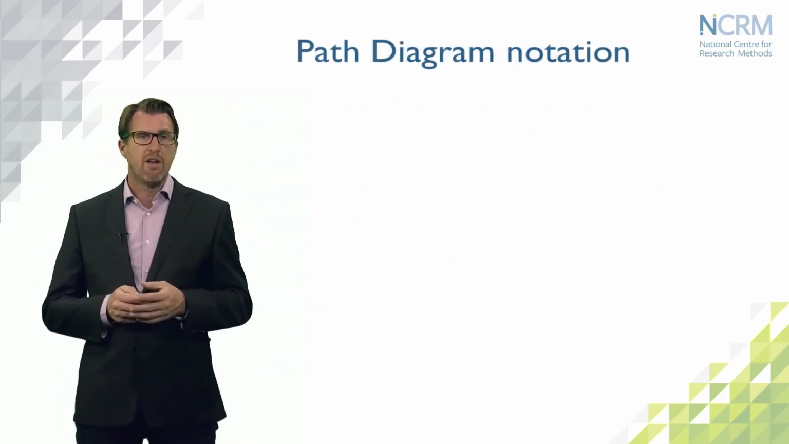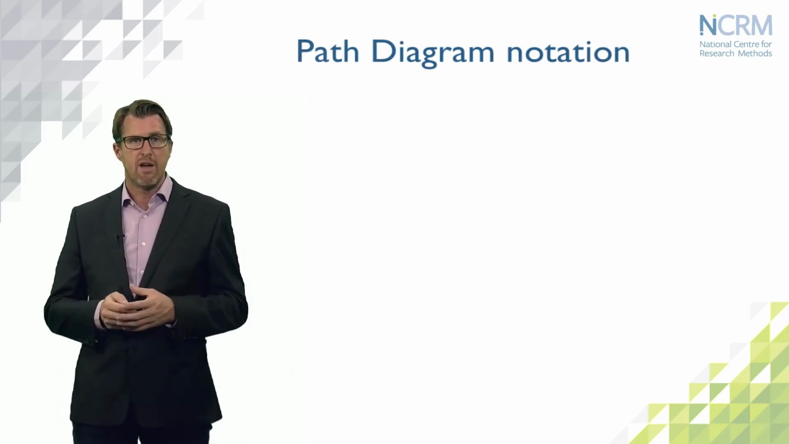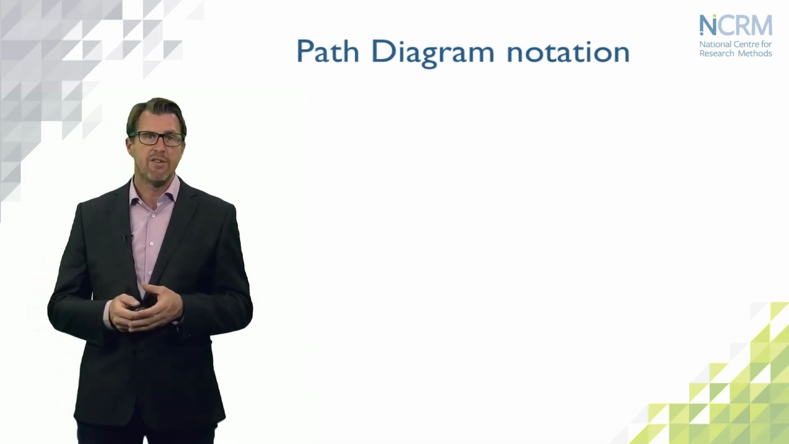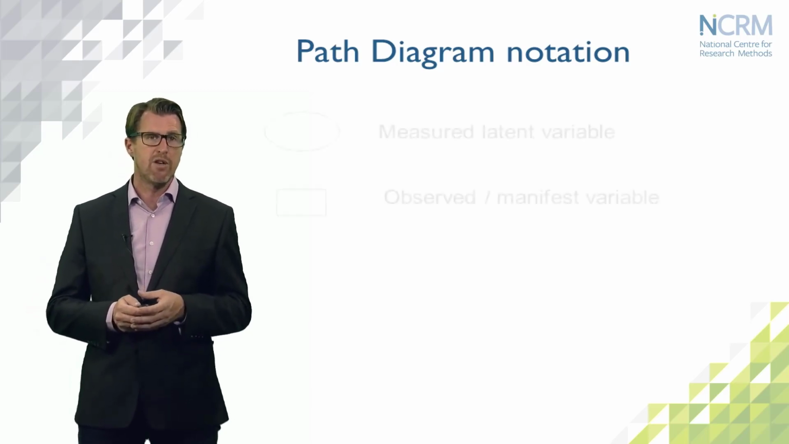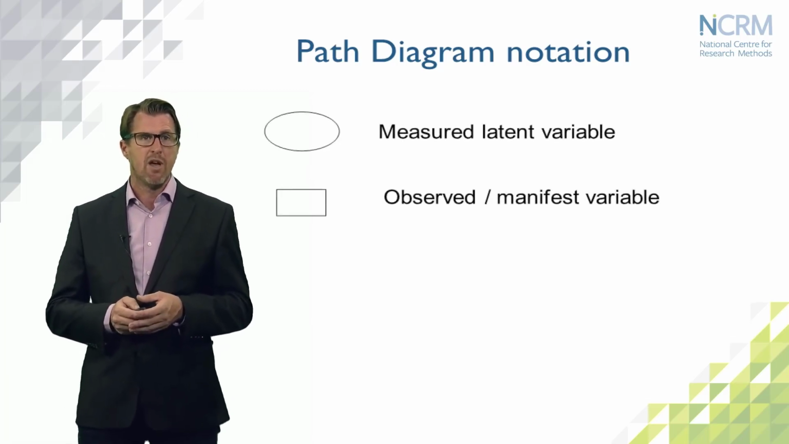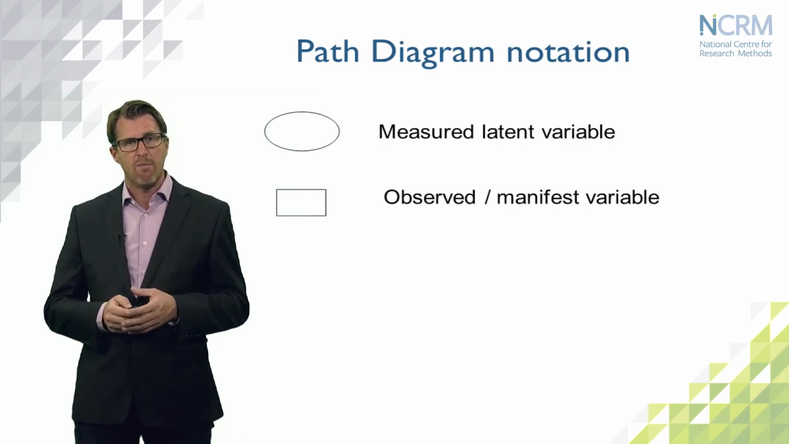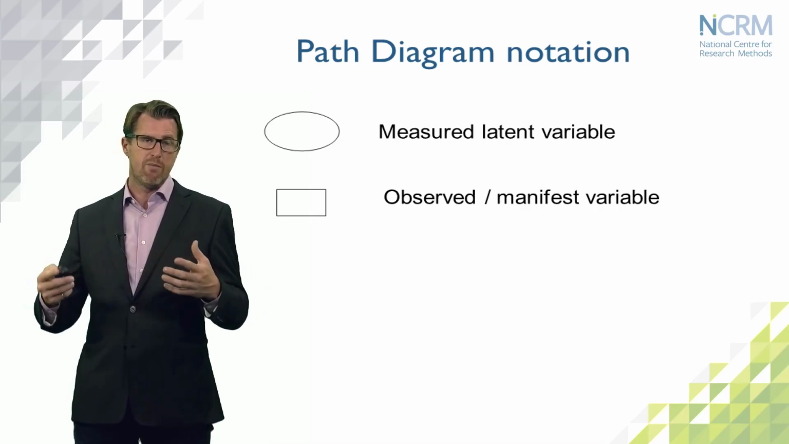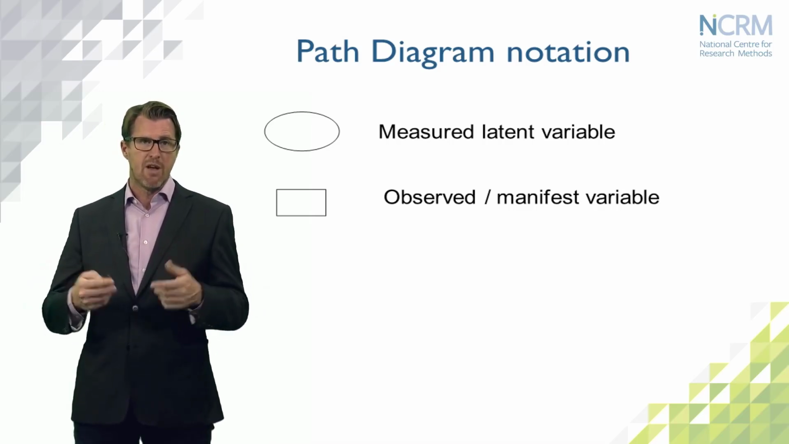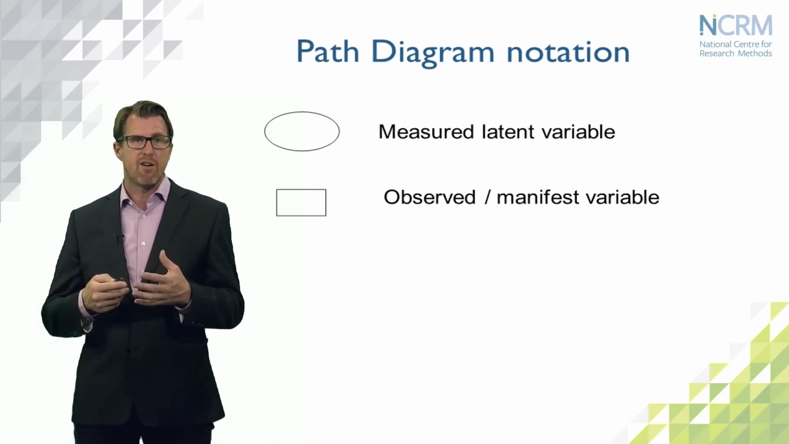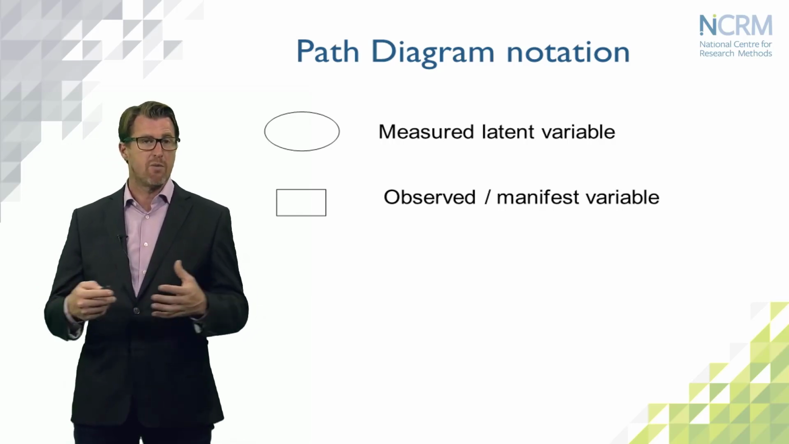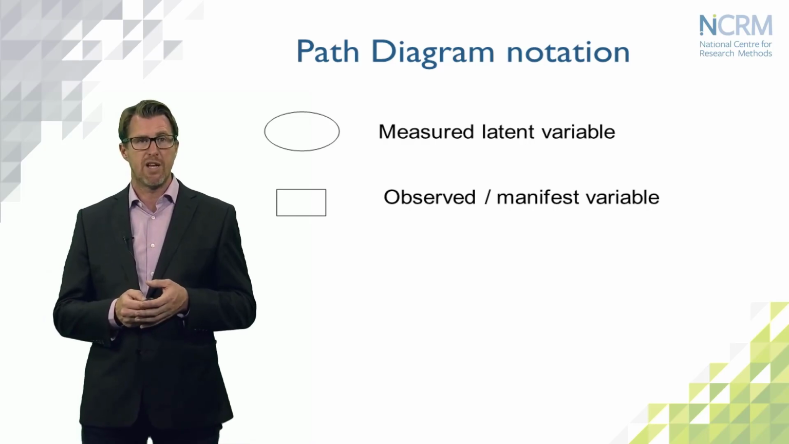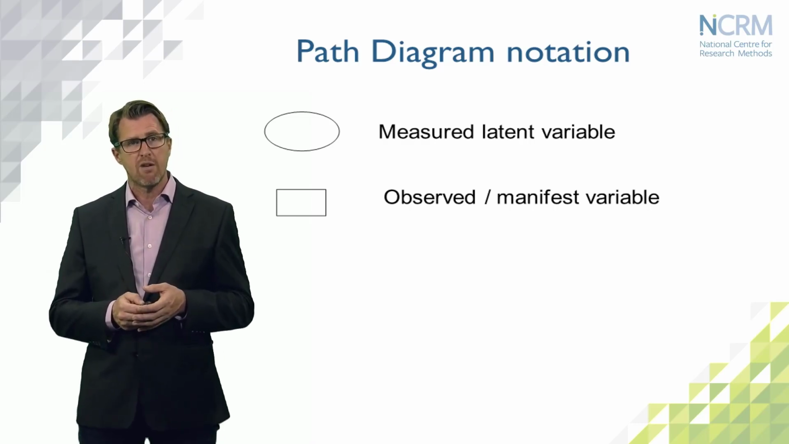So in this slide I'm presenting some of the standardized notation, the way that we represent different parts of the model using diagrammatic notation. We can see at the top a measured latent variable. So a latent variable would be presented as an ellipse. An observed or manifest variable, such as a questionnaire item that we might use as an indicator of a measured latent variable, would be a rectangle.